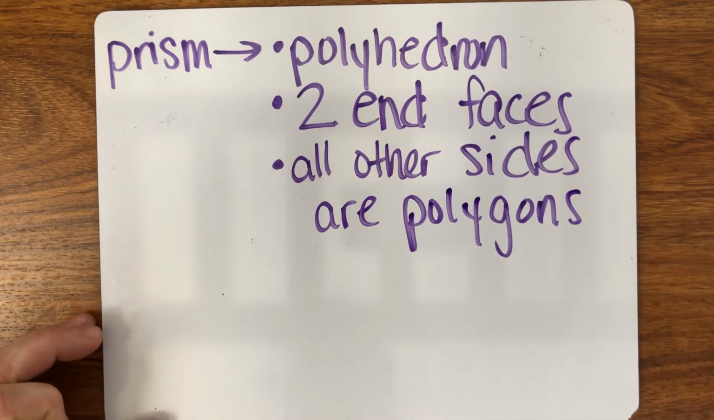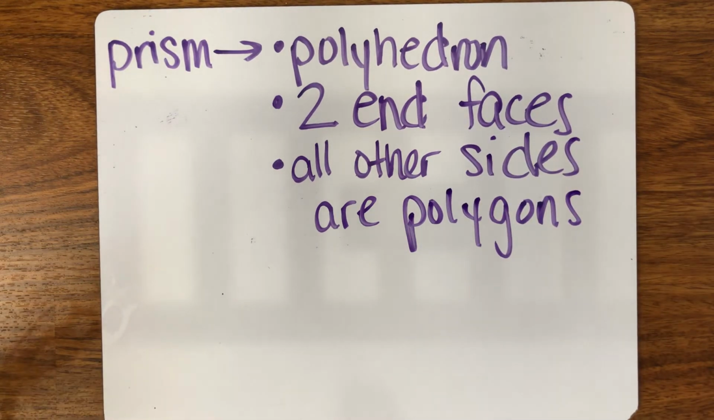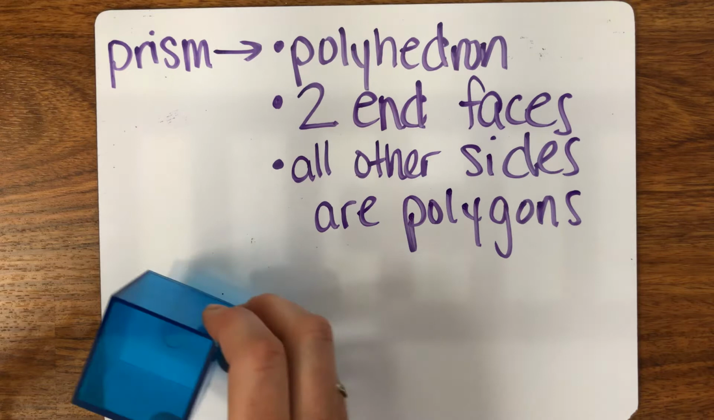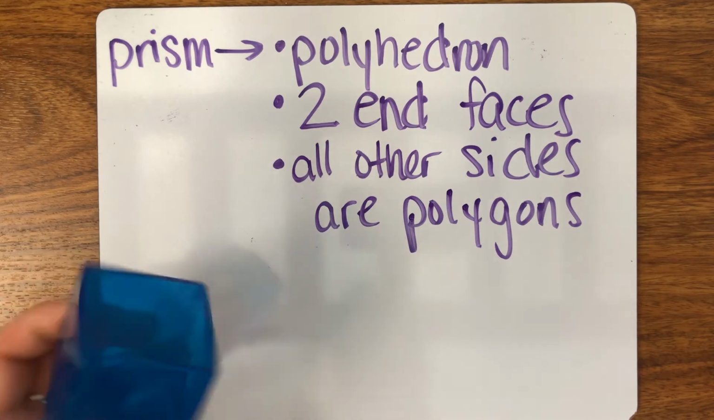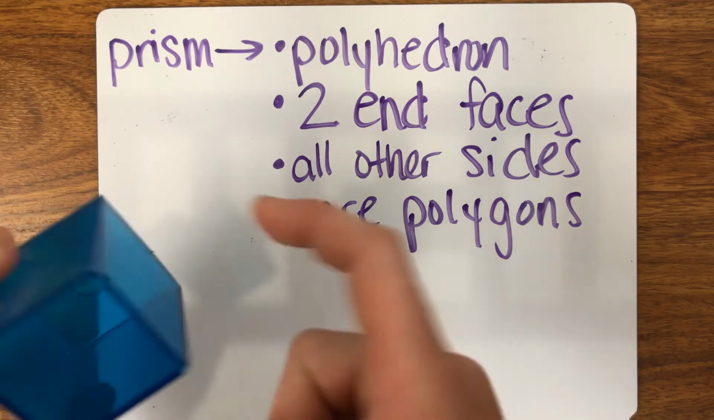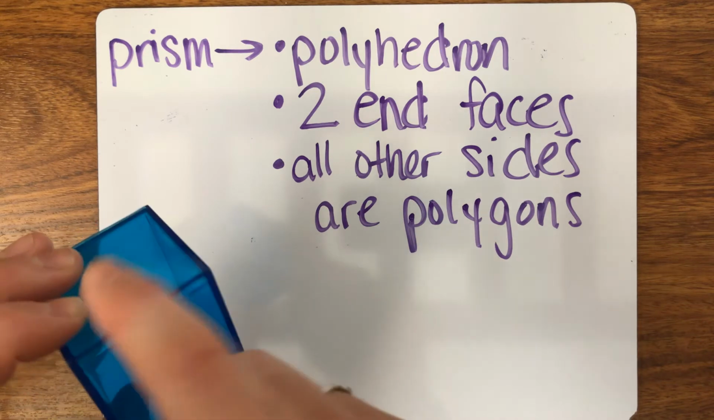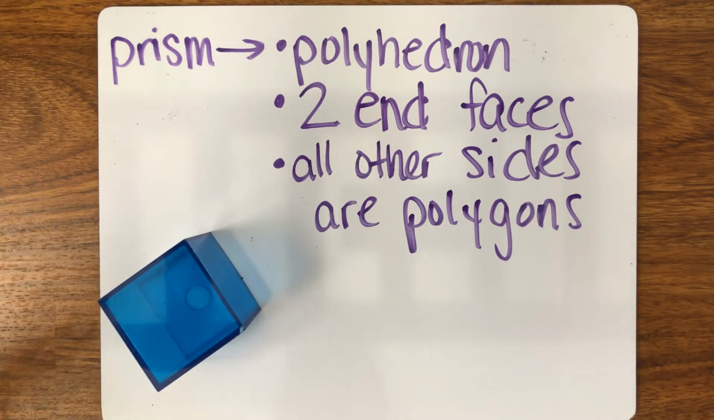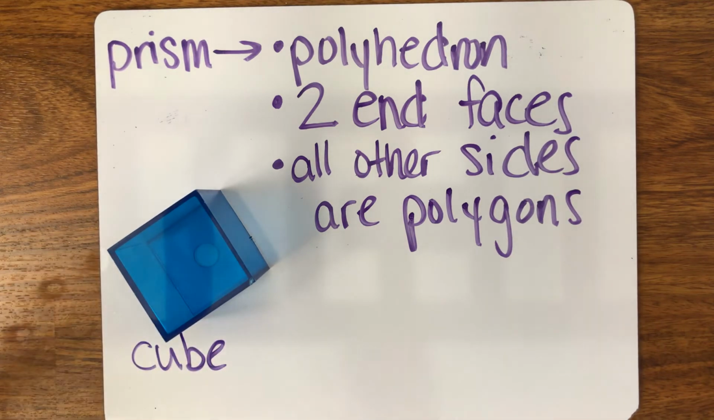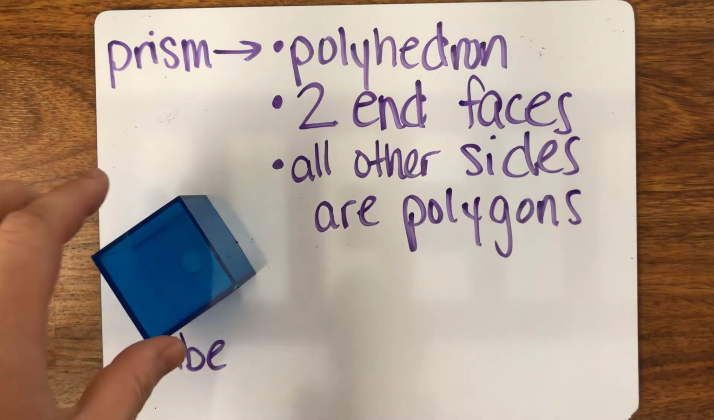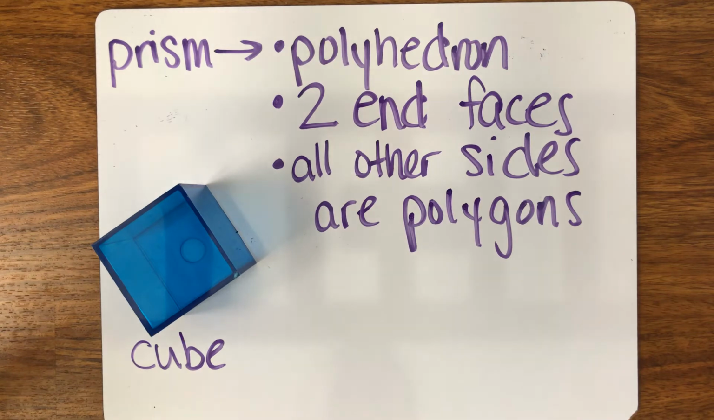So there are two examples, well, technically three that we're going to go over. The first one that is considered a prism would be this shape right here. And this has all of these polygons identical. They're all squares. So we kind of went over this already. This is a cube. Okay, so that prism is a cube. And it does have two end faces, but the end faces are all over. So that's a cube.